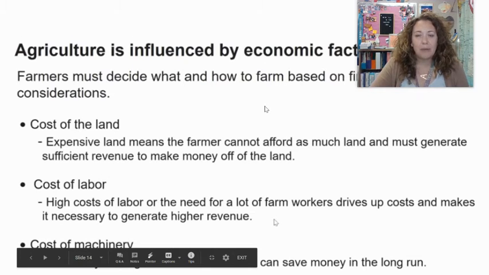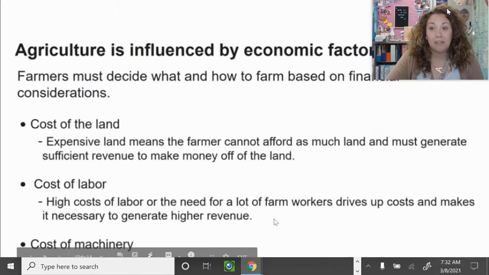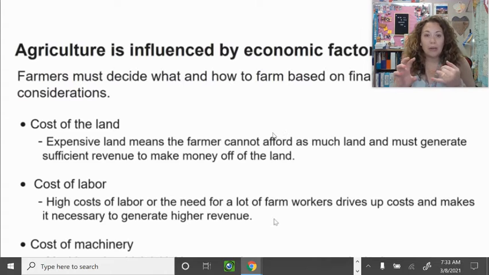Farmers must decide how to farm based on financial considerations. So how expensive is the land? Expensive land means the farmer probably can't buy as much and must generate sufficient revenue to make money off that land. If they're on a pretty pricey piece of land, their crop better yield enough money for them to keep paying for that.